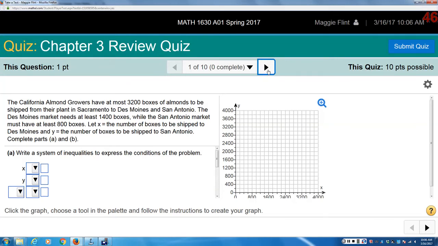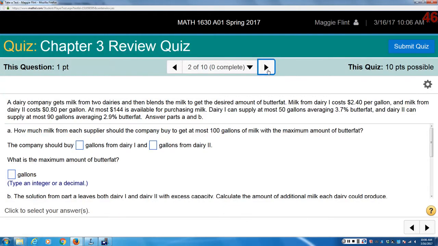That's almonds. This one? Yes. Okay. So this one says, I'm going to pull my graph paper off to the side so I can make notes about the problem, and then we'll go to the graph. It says a dairy company gets milk from 2 dairies and blends the milk to get the desired amount of butterfat. Milk from dairy 1 costs $2.40 a gallon.